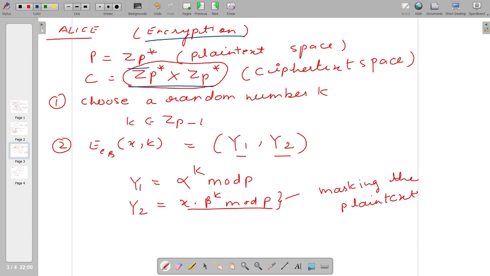So choose a random number k such that k belongs to ZP minus 1. This k has nothing to do with the secrecy. It is just an extra bit of secrecy, like masking of the plain text. So then E of EB, x and k, where x is the plain text and k is this number, gives us y1 and y2. So y1 will be alpha to the power k mod p and y2 will be x dot beta to the power k mod p.